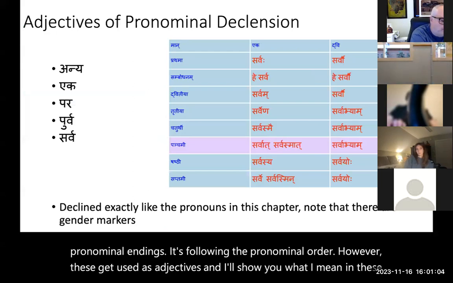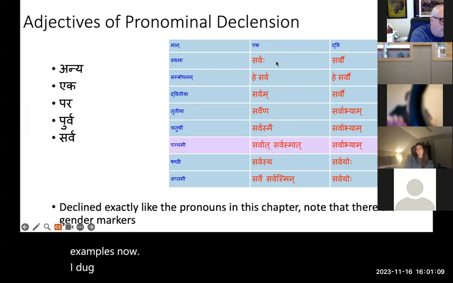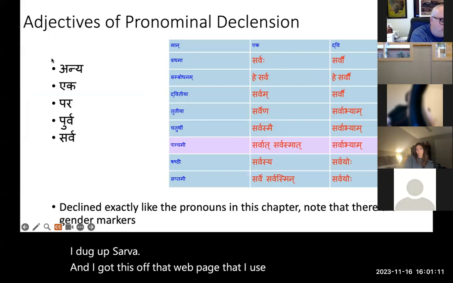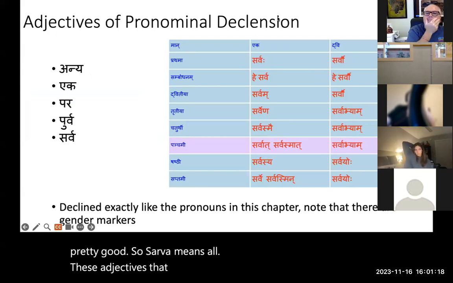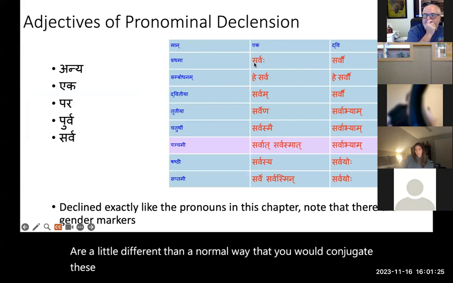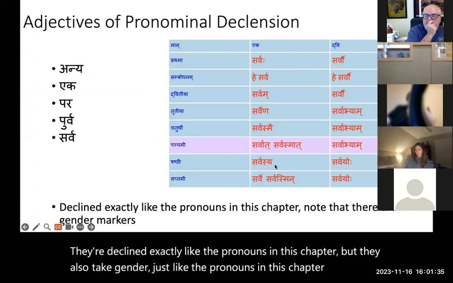Now, I dug up sarva, and I got this off that webpage that I used because I thought it was pretty good. So sarva means all. These adjectives that take pronoun declensions are a little different than a normal way that you would conjugate these. They're declined exactly like the pronouns in this chapter, but they also take gender, just like the pronouns in this chapter. And they function to qualify a noun.